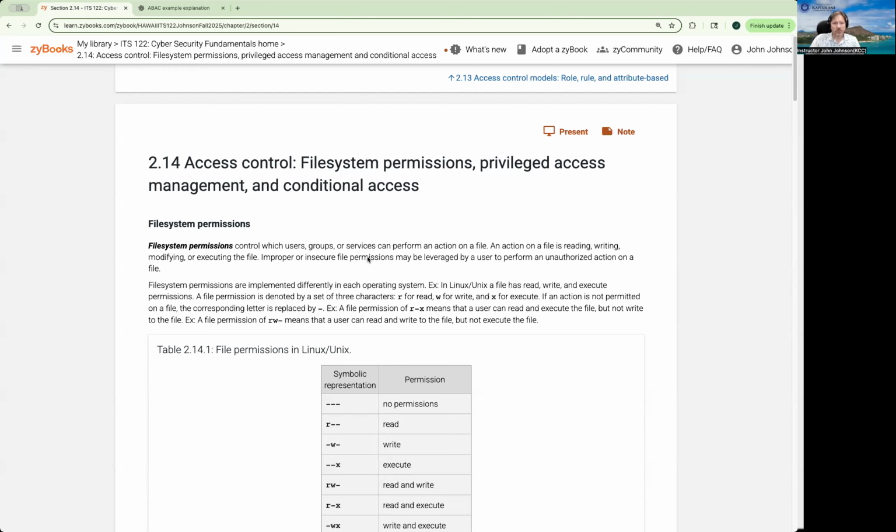So we'll go ahead and open up our text. We're looking here at chapter 2, section 14. We're going to start with talking about file system permissions, starting with the Linux operating system.